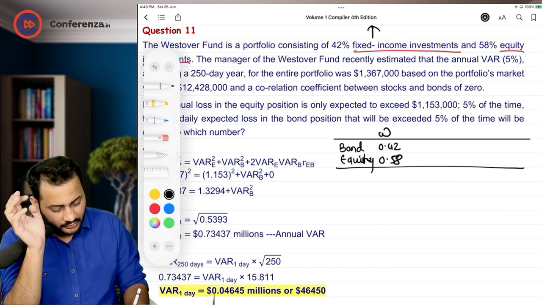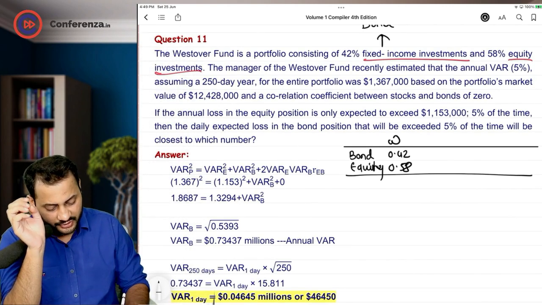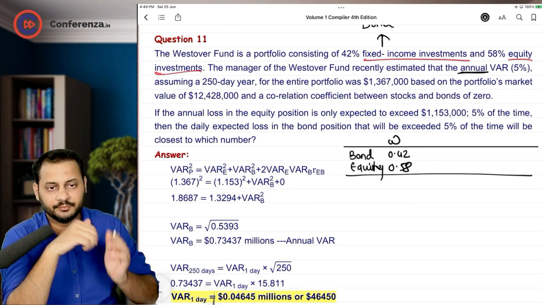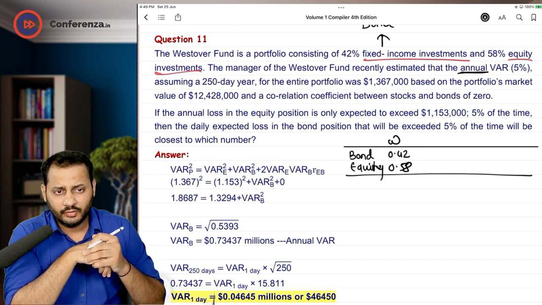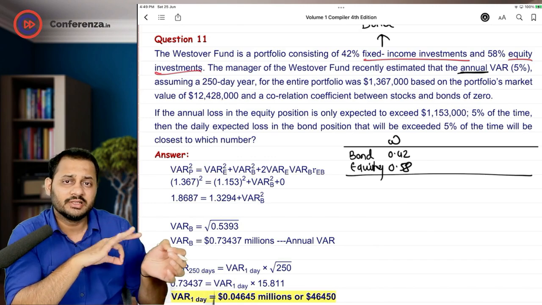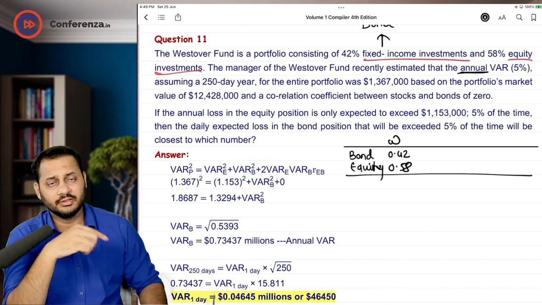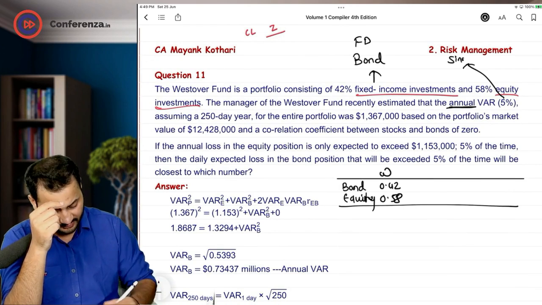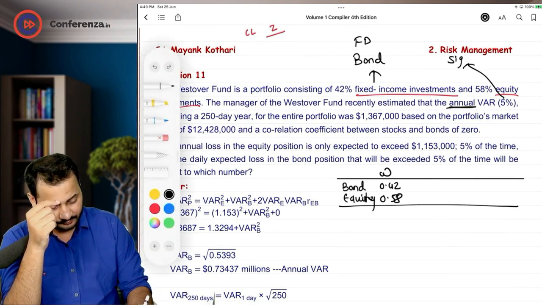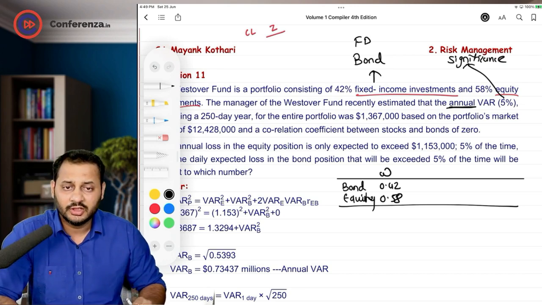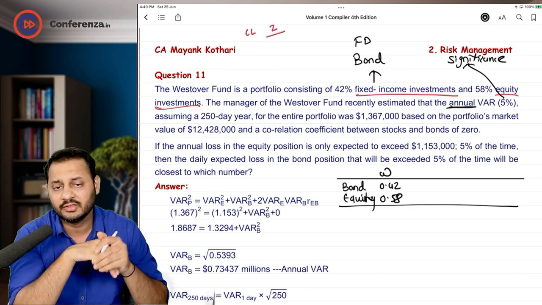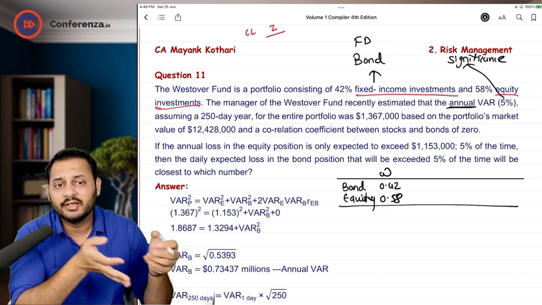Okay. Now, the manager of the Westover fund recently estimated that the annual, underline this word, VAR at 5% significance level. The 5% given in the bracket will automatically be assumed as a significance level and not the confidence level. Now you may ask, sir, why is that? Where is it written that 5% is the significance level, and why are you not taking it as the confidence level?